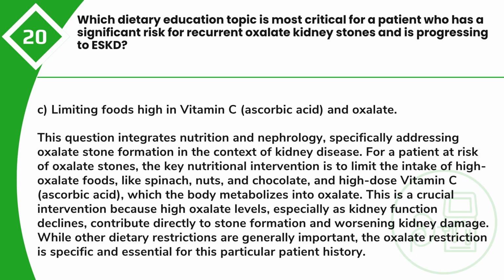Answer: C. Limiting foods high in vitamin C, ascorbic acid, and oxalate. This question integrates nutrition and nephrology, specifically addressing oxalate stone formation in the context of kidney disease. For a patient at risk of oxalate stones, the key nutritional intervention is to limit the intake of high oxalate foods like spinach, nuts, and chocolate, and high-dose vitamin C, ascorbic acid, which the body metabolizes into oxalate.